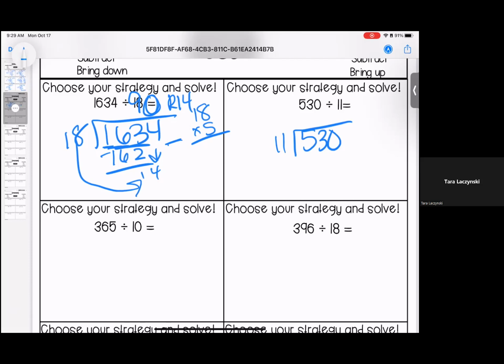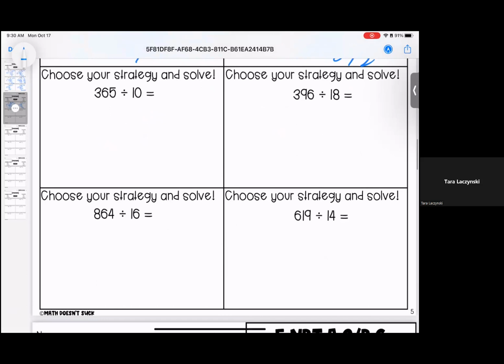11s are a little bit easier because we can do our skip counting, right? 11, 22, 33, 44, 55. I'm going to see that 44 is the closest I can get here. And when I do 53 take away 44, I'm left with 9. I bring down my 0. The closest I can get is 8 for 88. Leaves me with a remainder of 2. 48, remainder of 2.